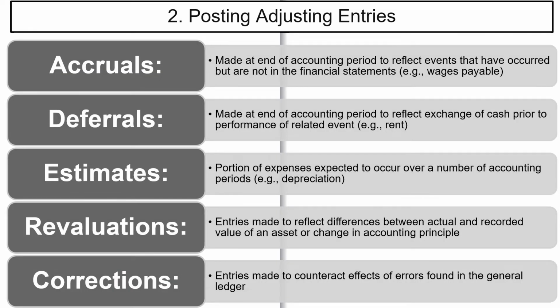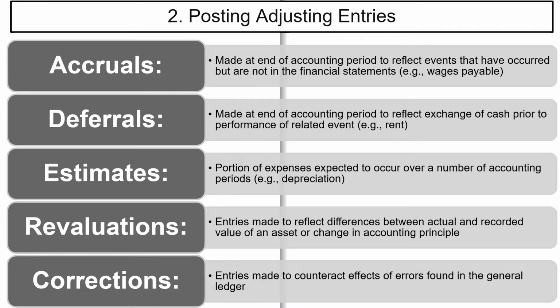The second activity is posting adjusting entries. But before we talk about risk and controls under this activity, let's first refresh our information on the posting and adjusting entries. So first we have accruals, we have deferrals, we have estimates, re-evaluation and correction. So those activities are also under the posting and adjusting entries.